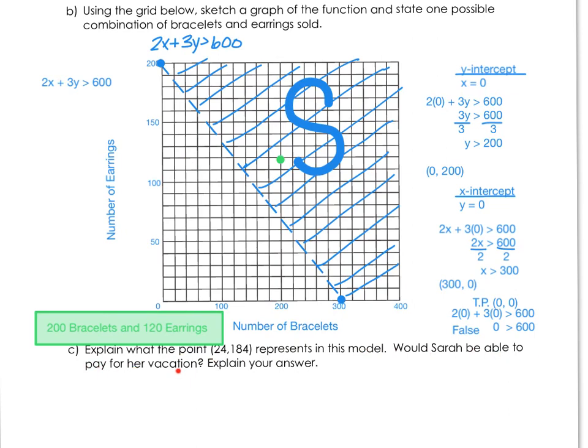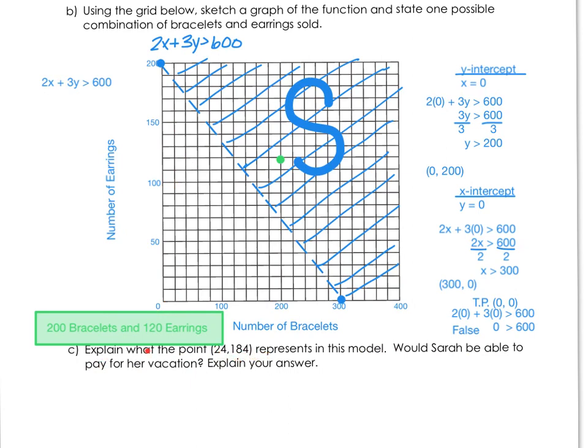Part C here says, explain what point 24, 184 represents in this model, and would Sarah be able to pay for her vacation? Explain. Well, the first thing that I need to do is identify where that point is. So 24, 184. I counted by 20s on the X, so 20 and then a little bit more. And then up to 184 would be 150, 160, 170, 180. It'd be right around here. I think that this is hard to see since the scale doesn't show exactly. So we would either need to go to the table and look at it that way, or sub in my X and my Y to find out if it makes it true or not.